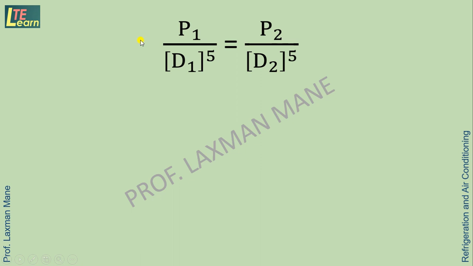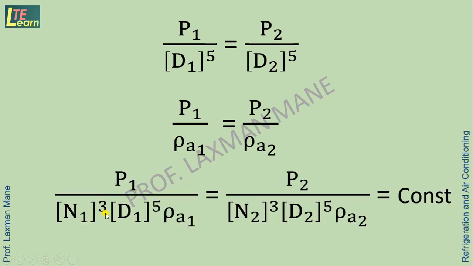Next relation for the power and diameter, that is P1 upon D1 raised to 5 is equal to P2 upon D2 raised to 5. Third relation for the power and air density, P1 upon rho A1 is equal to P2 upon rho A2. By combining these three relations, we find this equation: P1 divided by N1 cube into D1 raised to 5 into rho A1 is equal to P2 divided by N2 cube D2 raised to 5 into rho A2 is equal to constant.